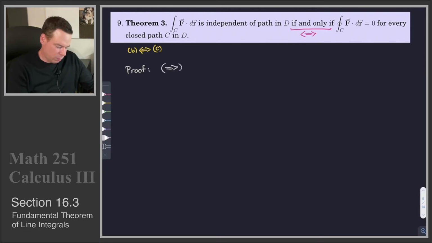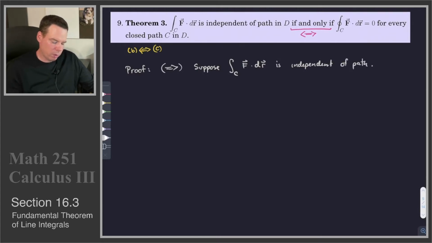So let's start with our assumption. We will suppose the integral is independent of path. Okay, so that's our assumption. Now we want to prove that the integral around any closed curve is 0. So we're going to let C be a closed path in D, and we want to show that the integral around it is 0.